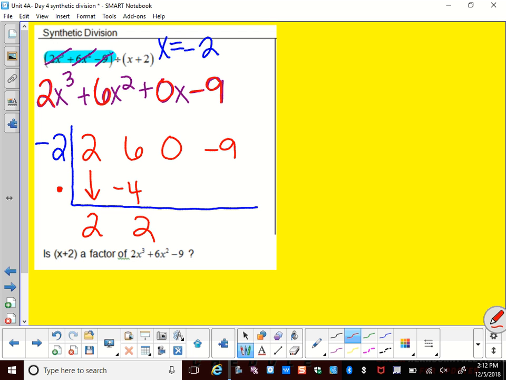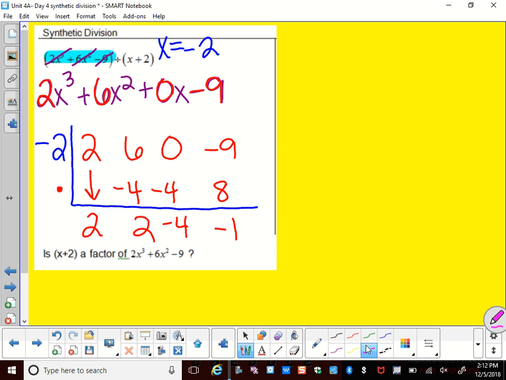And now I'm going to multiply diagonally. What's 2 times -2? I add going straight down, so 0 plus -4? -4. And then -4 times -2? Positive 8. And what's -9 plus 8?